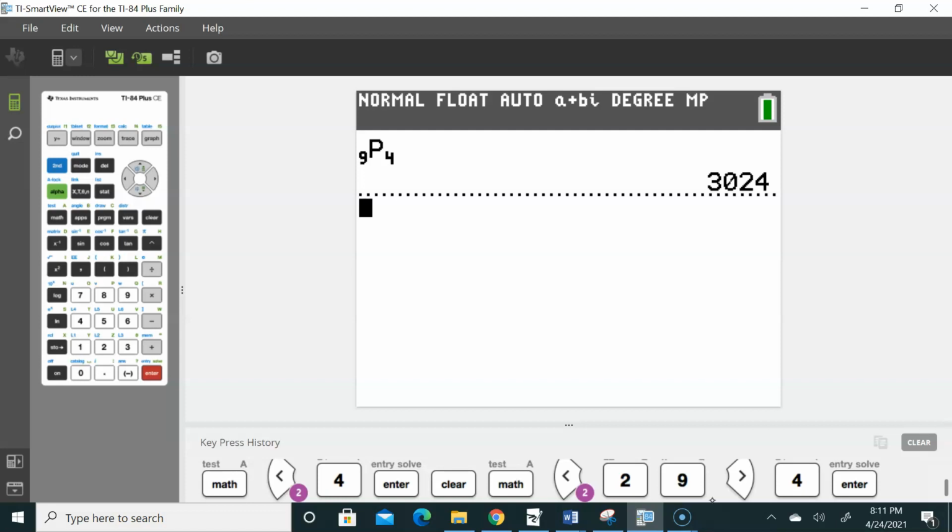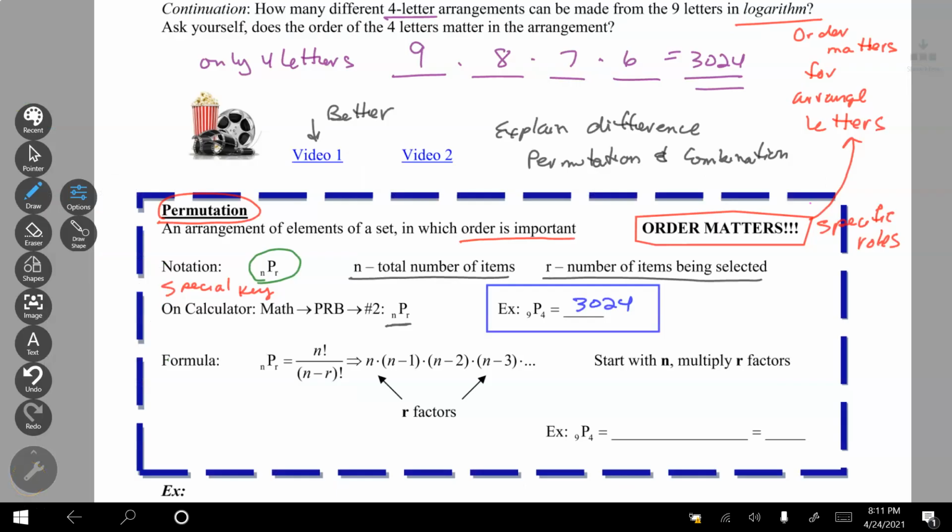If you have a really older calculator, you would have to hit the 9 first, but I don't think anyone has one of those, so I think we're pretty set. If you have a different version calculator, you might need my help to find that key on your calculator. So 9P4, or 9 permutation 4, we got 3,024 ways, which is exactly what we got before for the previous example of the 4 letters out of the 9 of logarithm.